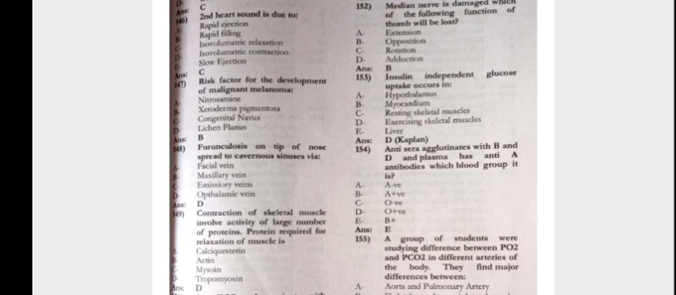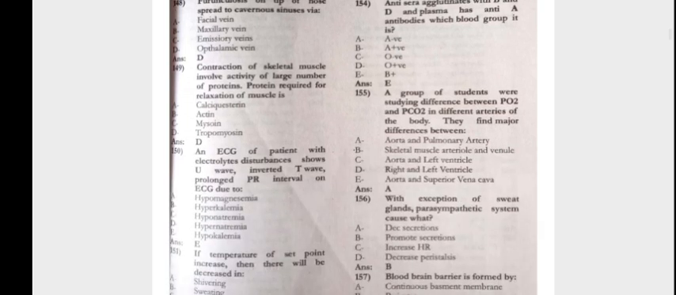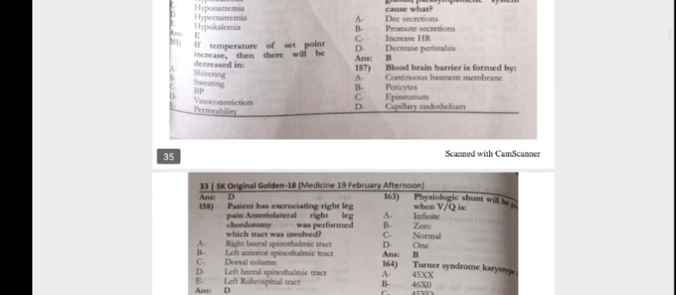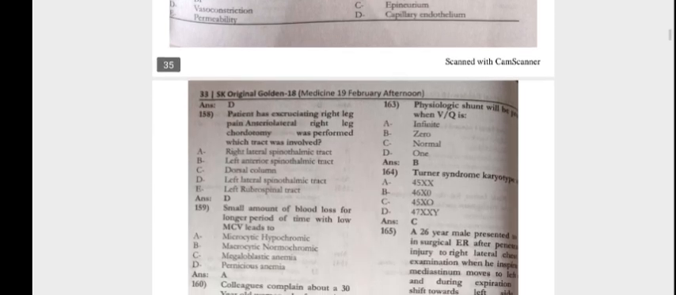The antisera agglutinates with the B and D, and the plasma had anti-A antibody. Which blood group is it? That is B positive. The group of students were studying the difference between the partial pressure of oxygen and carbon dioxide in the different arteries of the body. They find major differences between the aorta and the pulmonary artery, with the exception of the sweat glands. Parasympathetic system causes what? It promotes the secretions. The blood brain barrier is formed by the capillary endothelium.